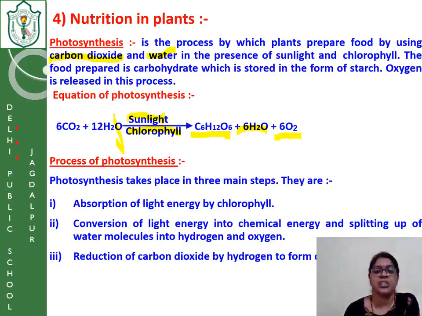So just to recap, first, sunlight is absorbed by the chlorophyll which is present in the green leaves. Second, the light energy trapped by the chlorophyll changes into chemical energy. The chemical energy helps to break down the water molecules into hydrogen and oxygen. That hydrogen gets combined with the carbon dioxide to form the carbohydrates. So these are the three steps. Please write down these three steps quickly.